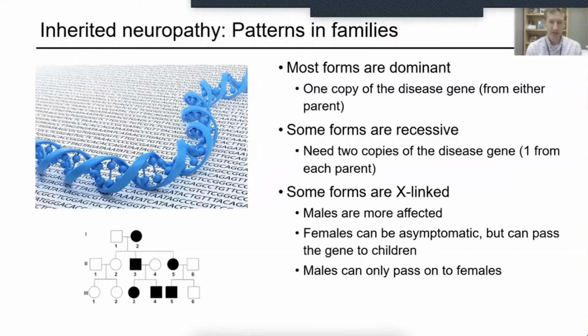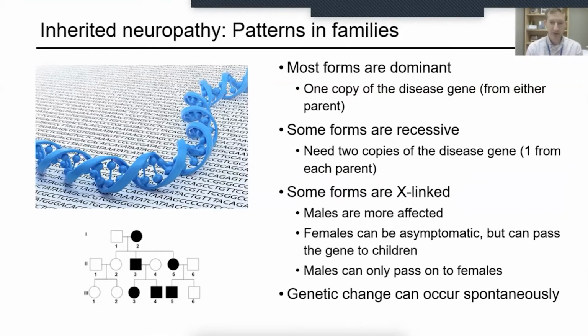So with an X-linked disease, CMT1X is the most common one that we think of, males are more affected. Sometimes females can be asymptomatic or have only mild symptoms, but they can pass it on to their children, both males and females, and then males can only pass it to daughters. And then there's other situations where the genetic change can arise with no family history. It can just sort of show up in someone, and we call this a de novo mutation, meaning that it just kind of came on spontaneously. So in that case, obviously, there's no family history to guide the genetic diagnosis.